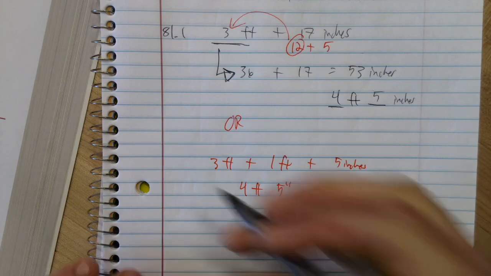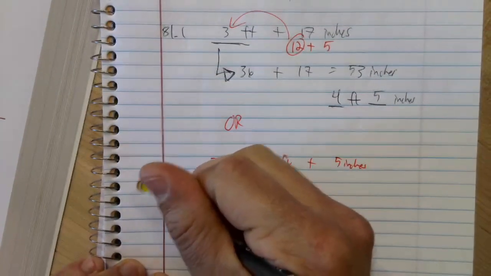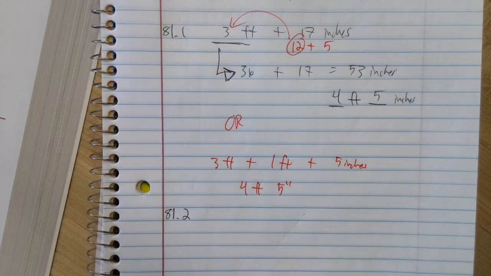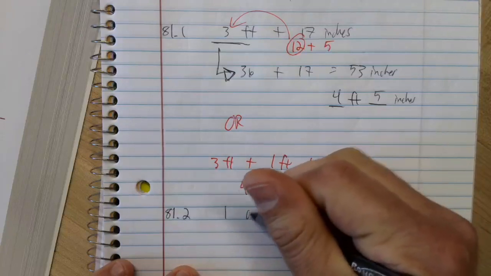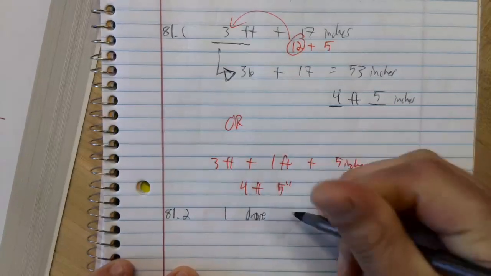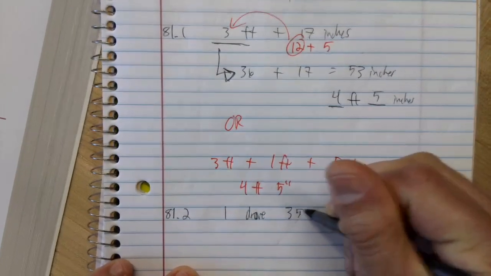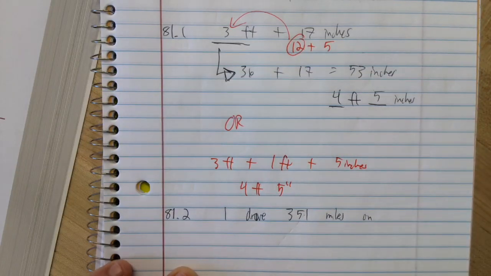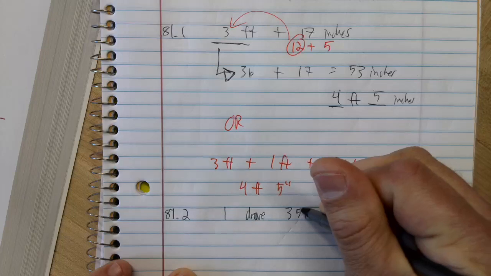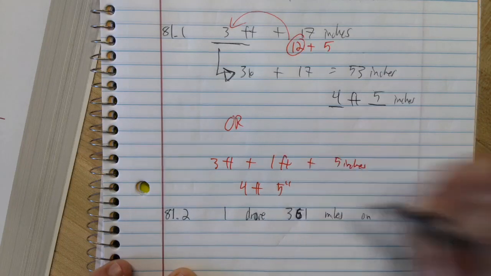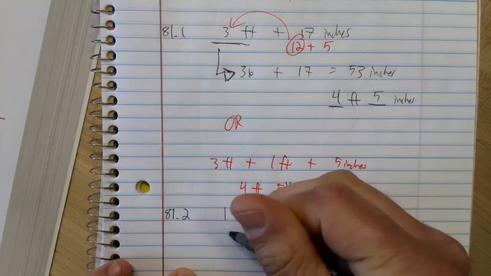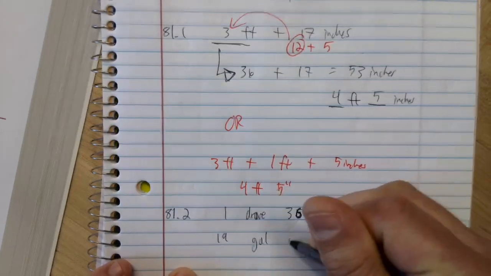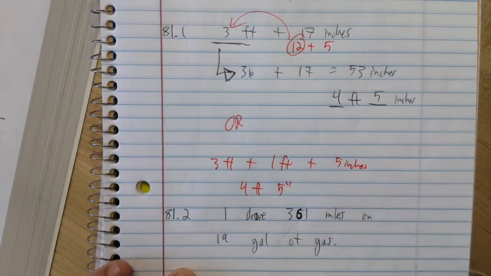So I have one other situation. And this might seem unrelated, but it's in Lesson 81, so I want to make sure I take a look at it. I drove 361 miles on Tuesday on 19 gallons of gas.